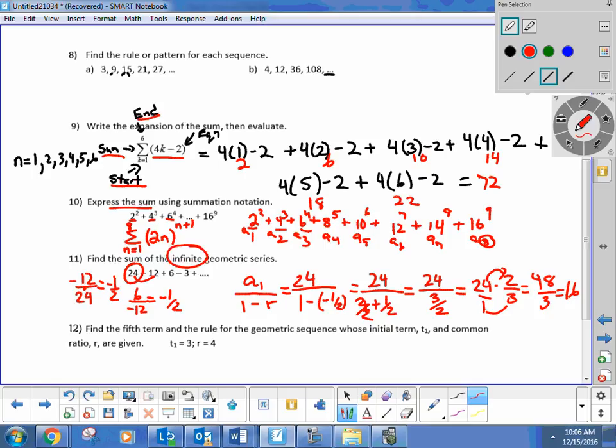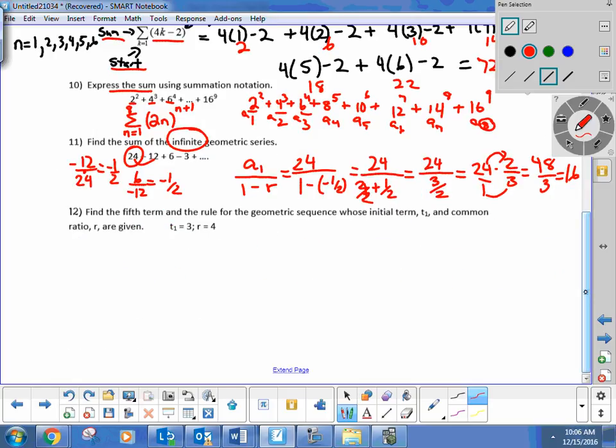Now here it says find the fifth term and the rule of the geometric sequence for the initial term t1 and common ratio given. Oh, this would be pretty simple. Really what they're looking for is a sub 5. So I'll write it first as a sub n, so you'll see what's going on. Remember the equation. Let me write it one more time because I know some of you probably haven't got it all memorized: a sub 1 times r to the n minus 1.